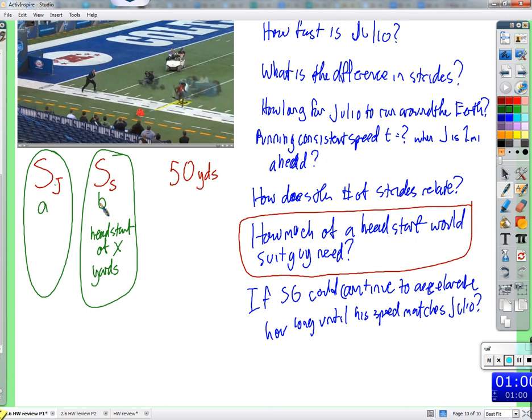Write equations that would tell me how long it's going to take to go 50 yards. Do you want A and B in the same function, or two separate functions? Two separate functions. You can't know Julio's until we figure out his speed. Right. So we'll let A stand in for the speed. We write an equation, and when we know A, we plug A in.